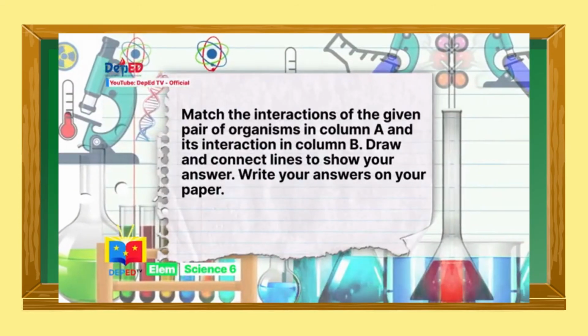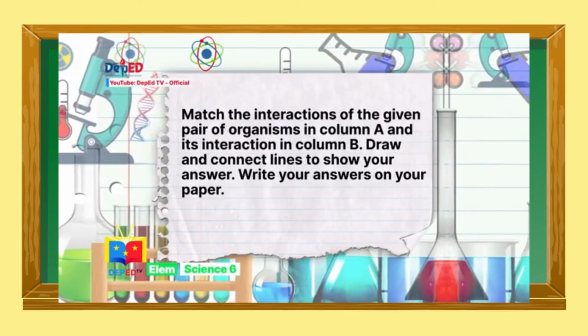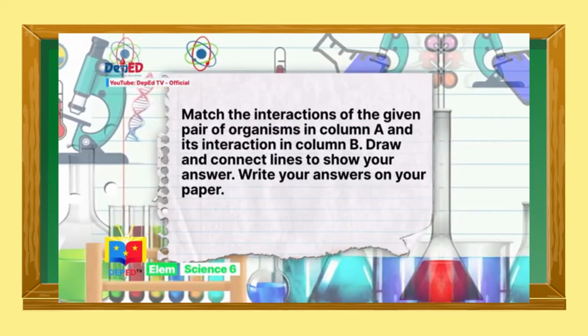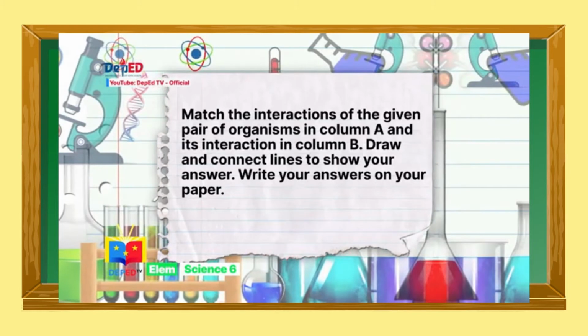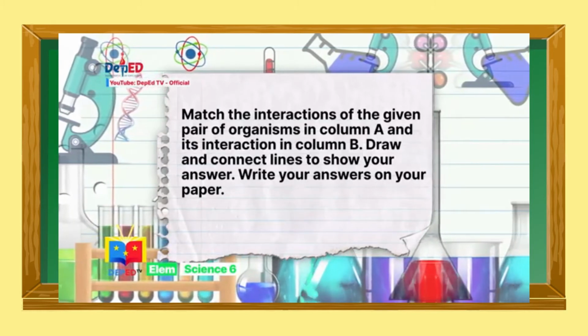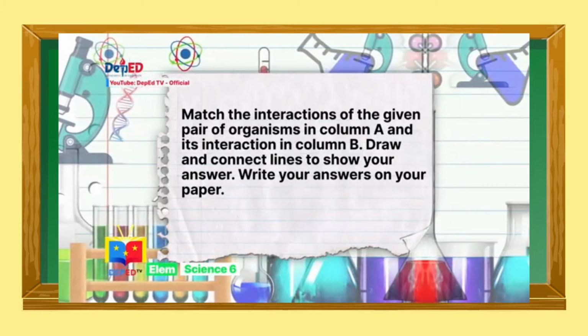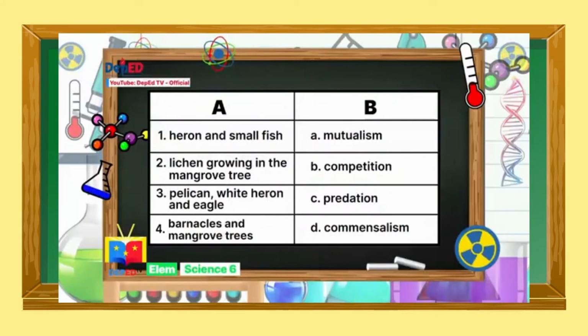Directions. Match the interactions of the given pair of organisms in column A and its interaction in column B. Connect lines to show your answer. Write your answers on your paper. Number 1. The relationship between the heron and small fish.